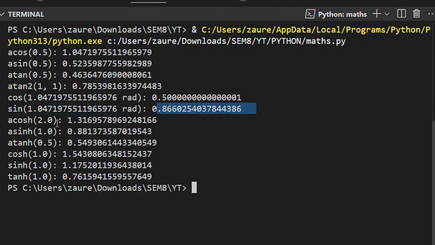Then we have the inverse cosh of 2, this is. The inverse sinh of 1 is this. The inverse tanh of 0.5 is this. Then we have cosh of 1, which is 1.54. Sinh of 1 is this. And tanh of 1 is this. So this is all about math library functions.